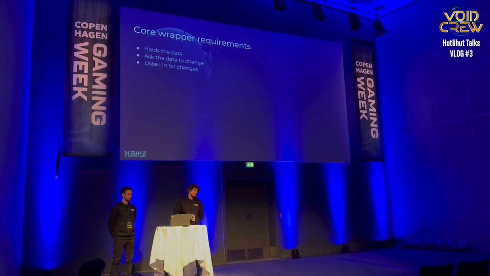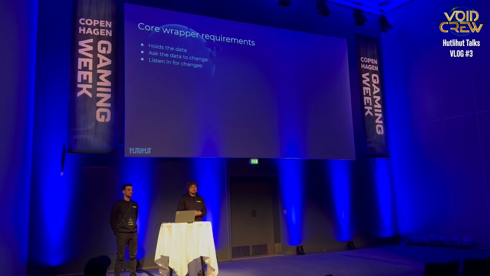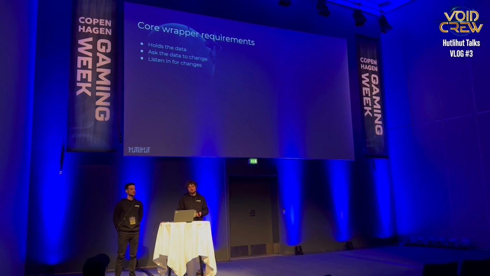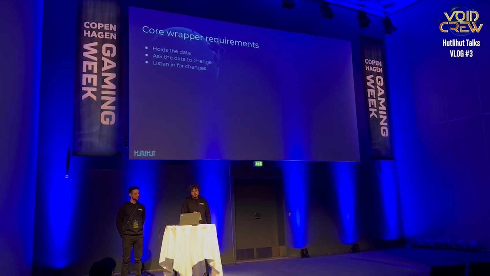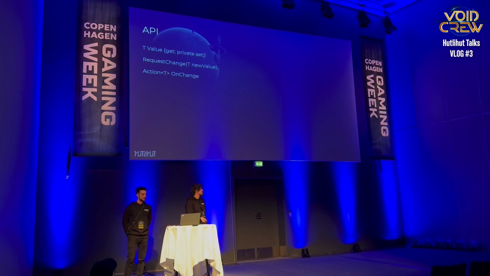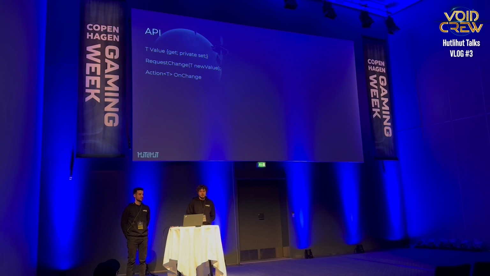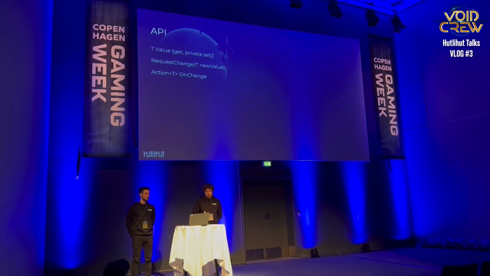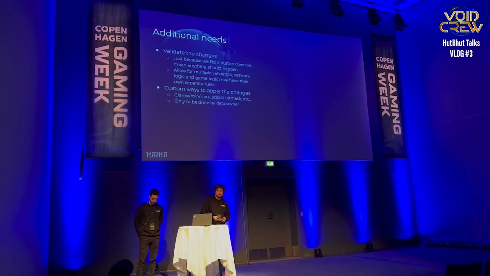So from that, we can start laying out some basic requirements. We want some sort of a wrapper for the data that will hold it. We can then request the data to be changed, and we want to listen in on the data. So that's the simple, naive starting point for us. We can start drawing up some simple APIs for that. We just want to be able to get the data, listen in on any changes, and request it to be changed. But of course, as the game logic grows, we need to start adding some additional requirements for it.